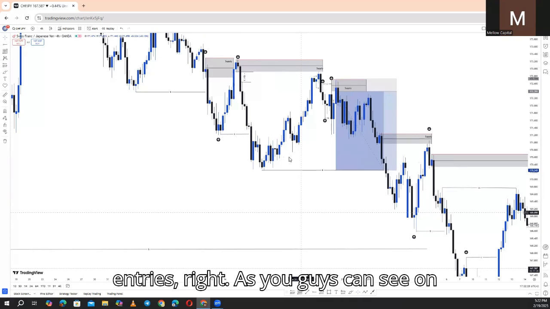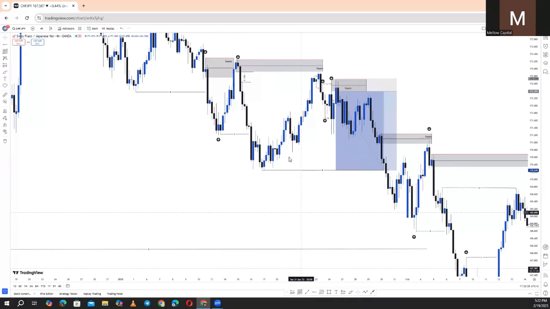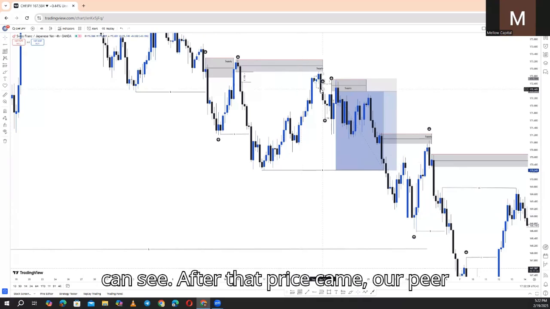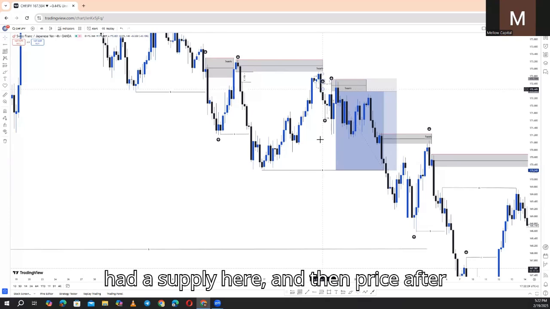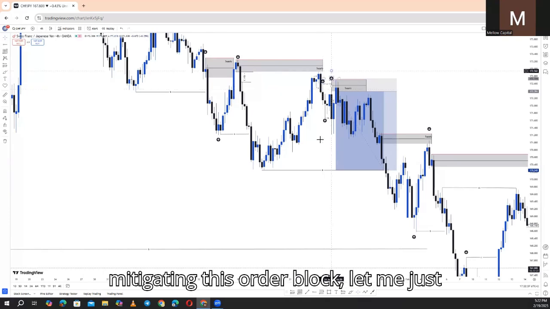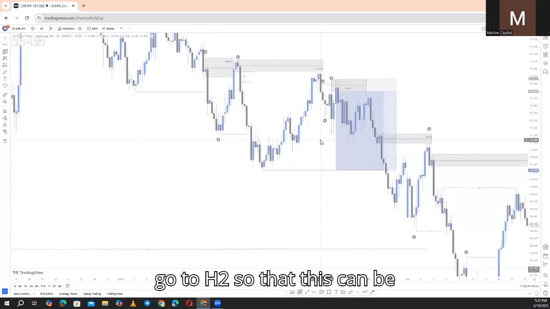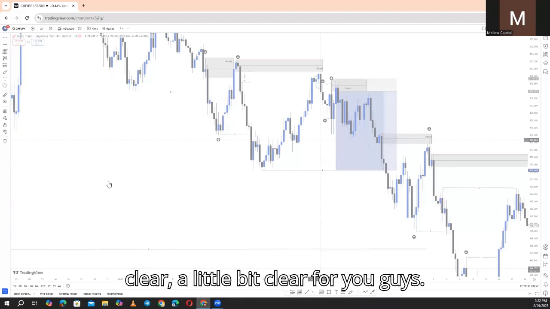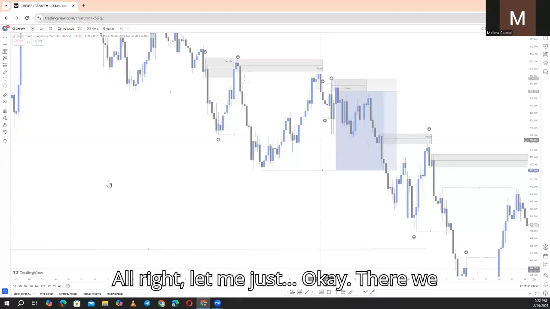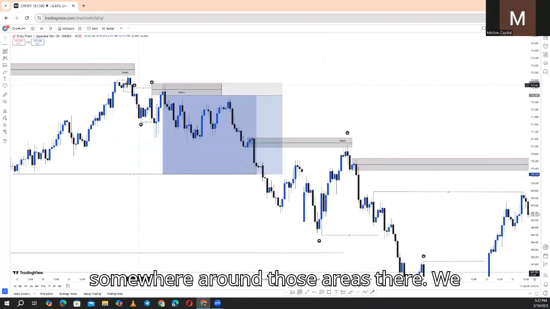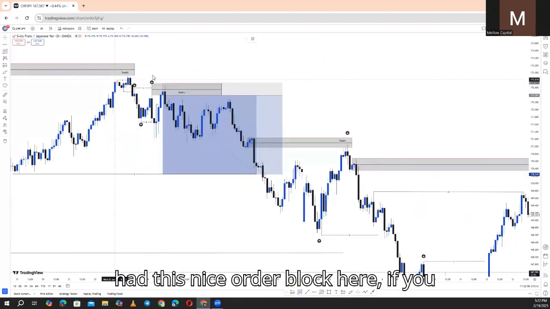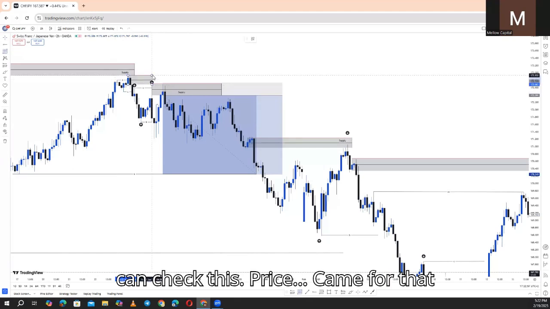As you guys can see on a smaller time frame, we have this area here as our change of character. After that price came up here, mitigated this order block, and then we had a supply here. Let me go to H2 so that this can be a little bit clearer for you guys. Okay, there we are. We had an order block here, somewhere around those areas. We had this nice order block here, if you can check.